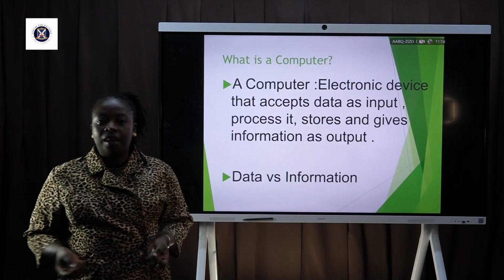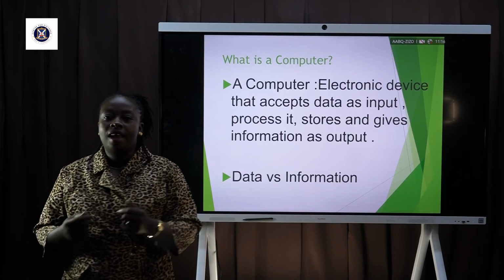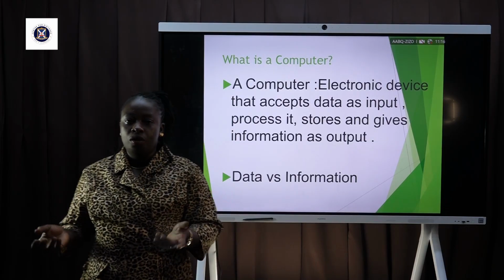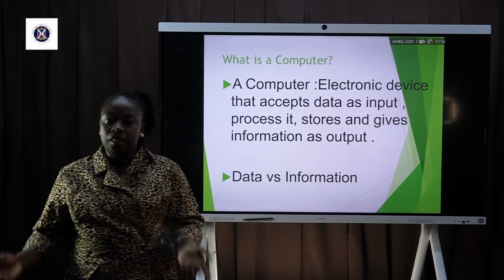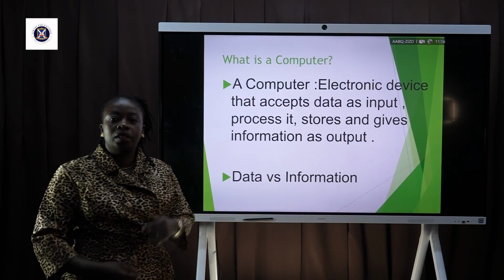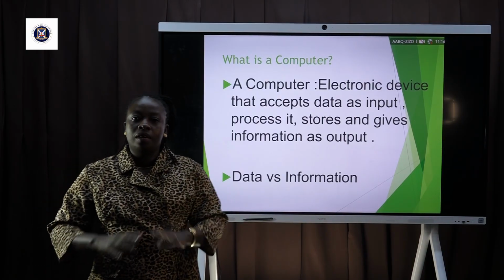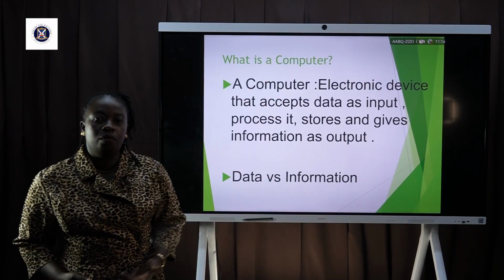For example, if I come to the class and I say ECILOP, you'll be wondering what am I trying to say. But when the raw facts are processed and you have the word POLICE, the 6-letter word meaning police, you have an information.